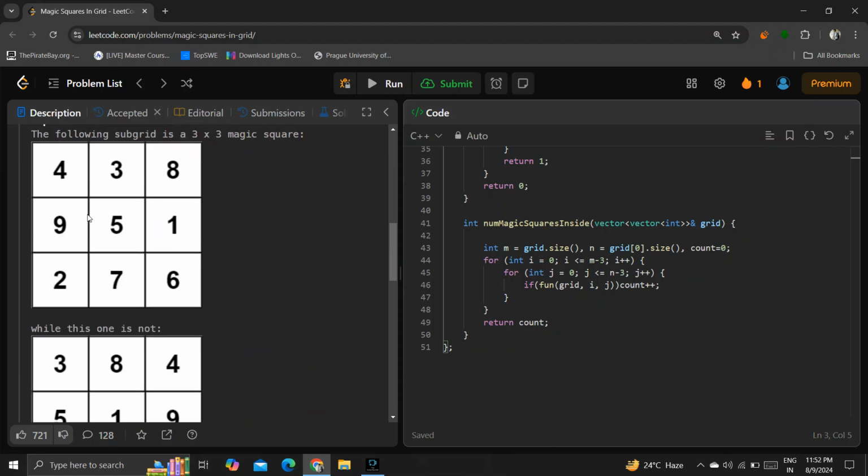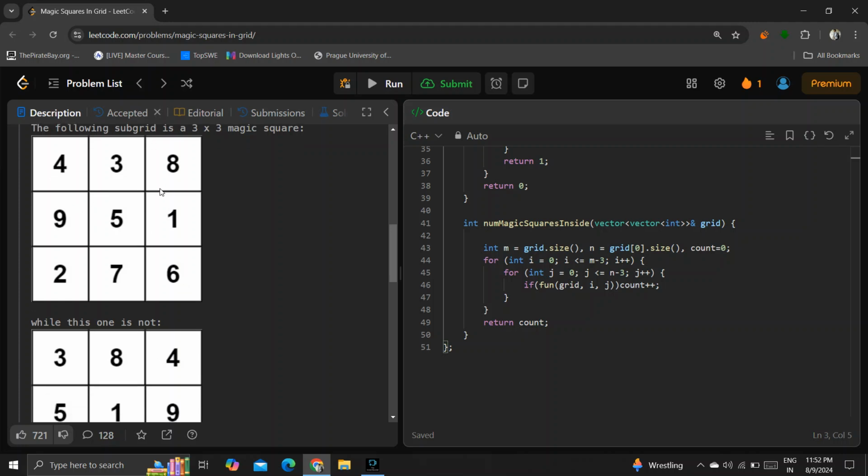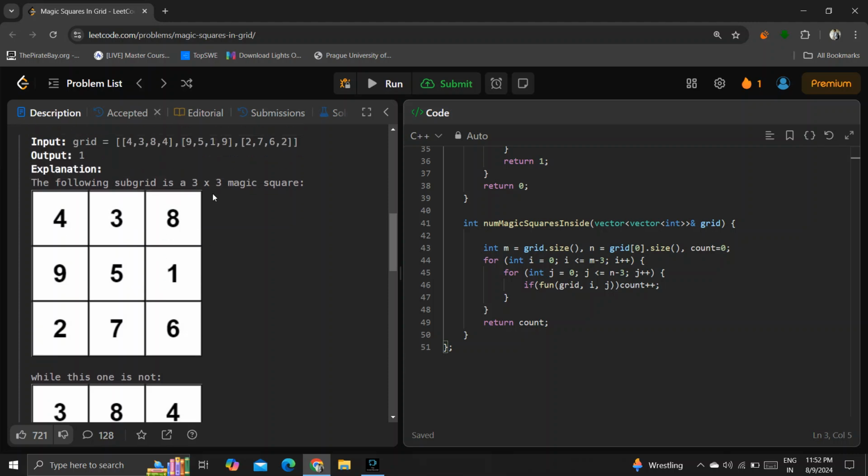Now, if we check whether this is a magic grid or not: 9 plus 4 plus 2. 9 plus 2 is equal to 11 plus 4, 15, right? 7 plus 3, 10 plus 5, 15. 8 plus 1, 9 plus 6, 15, right? 8 plus 3 is equal to 11 plus 4, 15. 9 plus 1, 10 plus 5, 15. 7 plus 2 plus 6, 15. And if we check the diagonals here, 8 plus 2 plus 5 is equal to 15, and 6 plus 4 is 10 plus 5 is equal to 15, right? So basically everything sums up to 15, right? So this is our magic square.